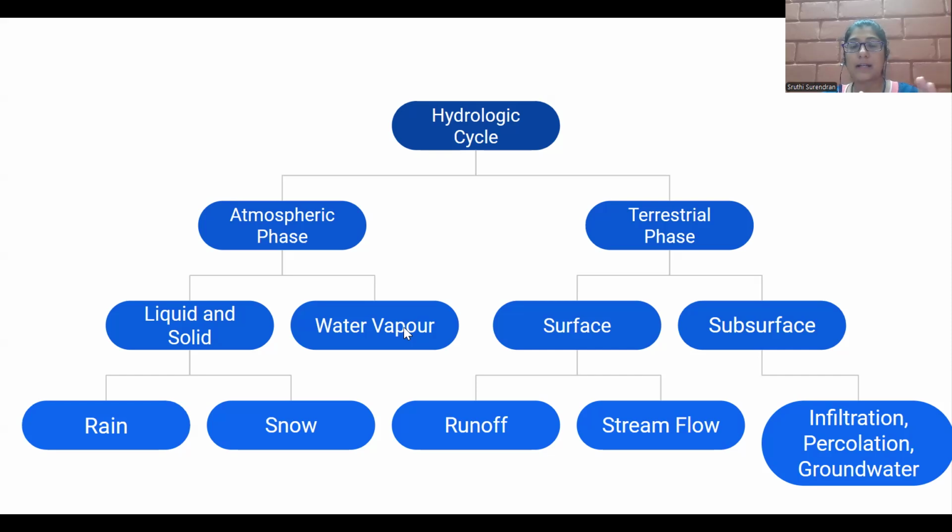Now, the hydrological cycle is not only that atmospheric phase. Once this rain or precipitation or snow, which melts, reaches the Earth's surface, it is going to flow from the top of the Earth's surface.